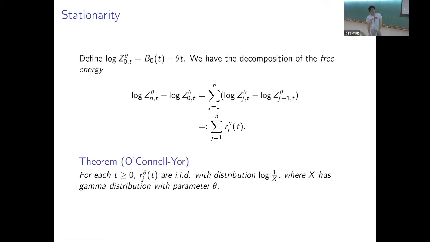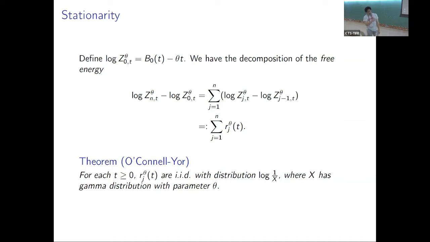And why is it called stationary? This is actually a consequence of the main result in this paper of O'Connell and Yor. That's mostly a stochastic analysis paper. They show that if you look at the increments of the partition functions across different system sizes, so you look at this system with n levels minus the system with n-1 levels, these increments across n are IID, and they have a distribution that you can compute. It's log of 1 over x, where x is gamma distributed with parameter theta.